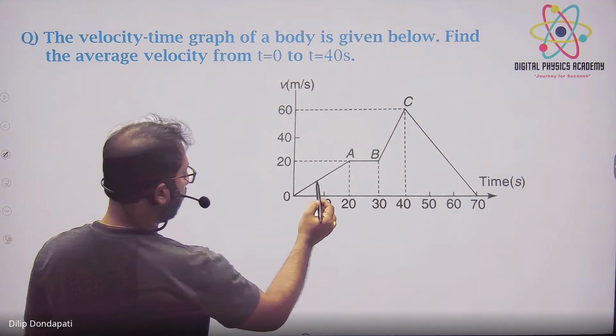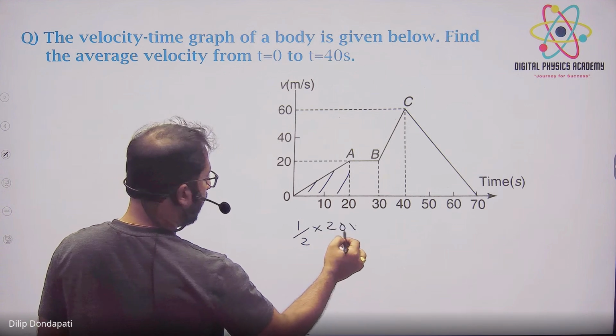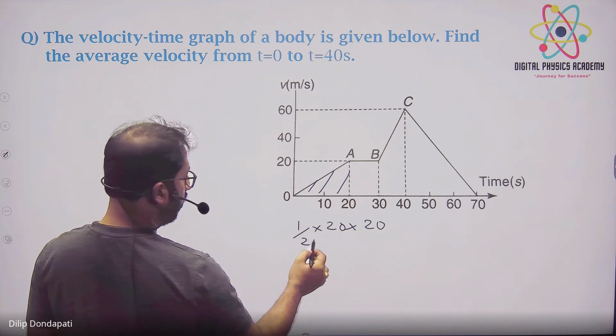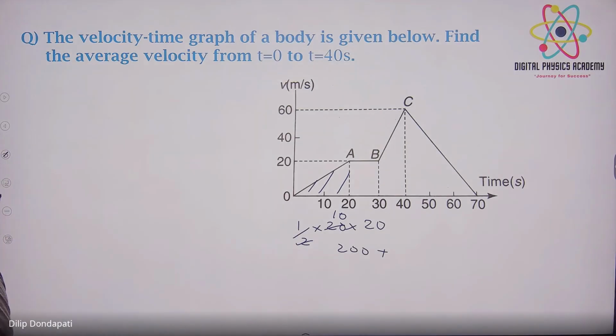Sir, how was the first? See, find the first area: half into base 20 into height 20. Yes, sir, got it, 200.